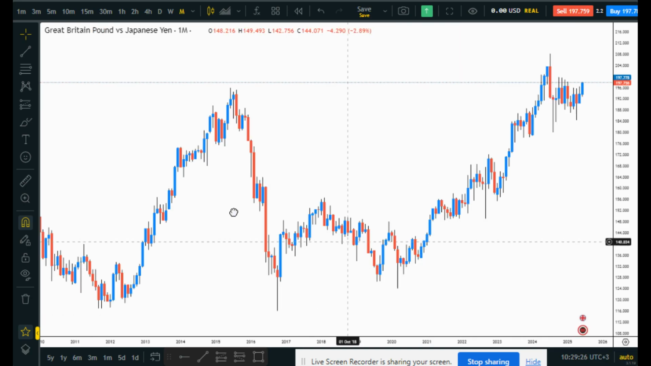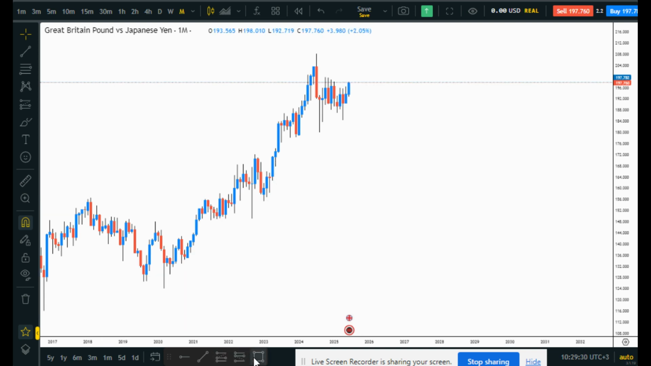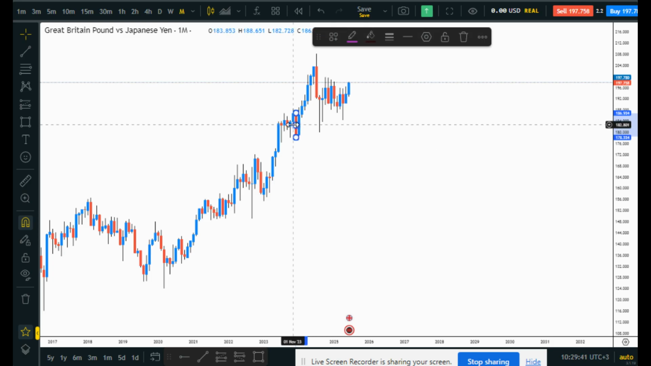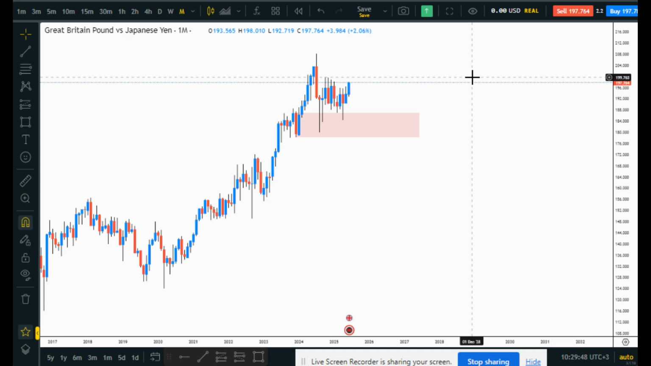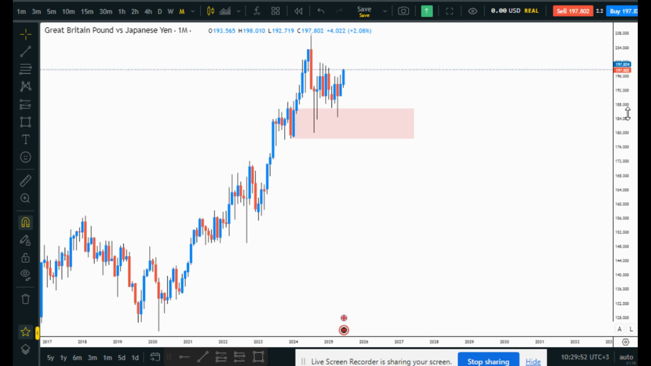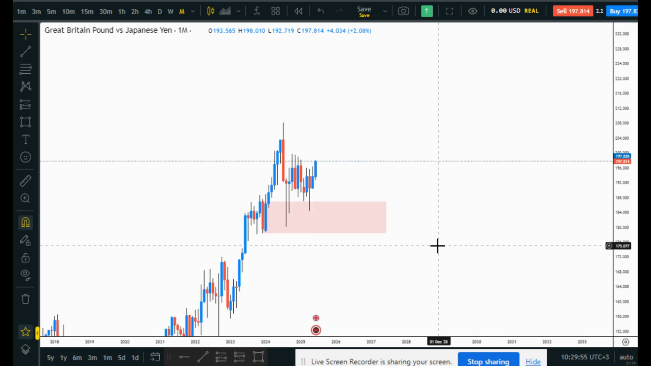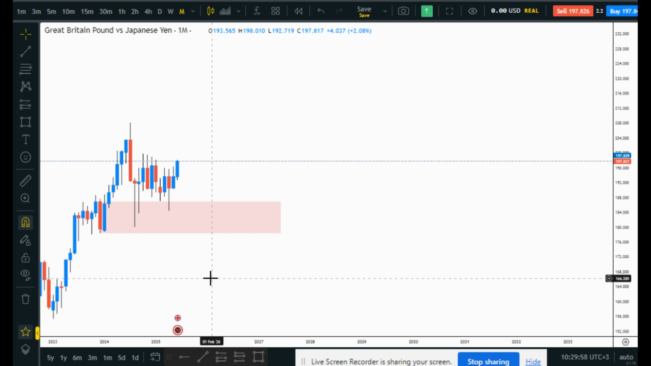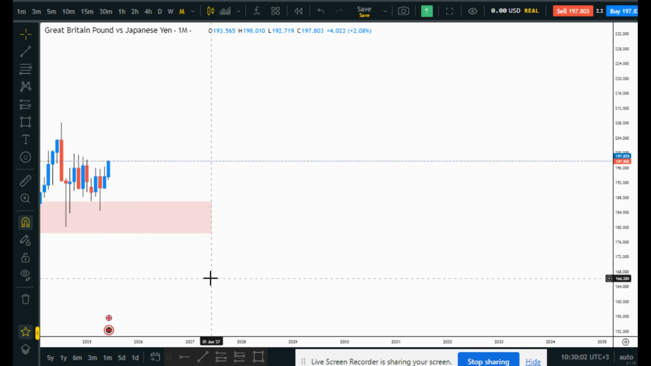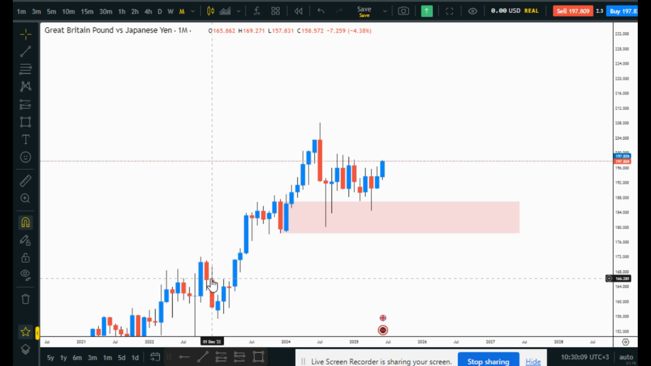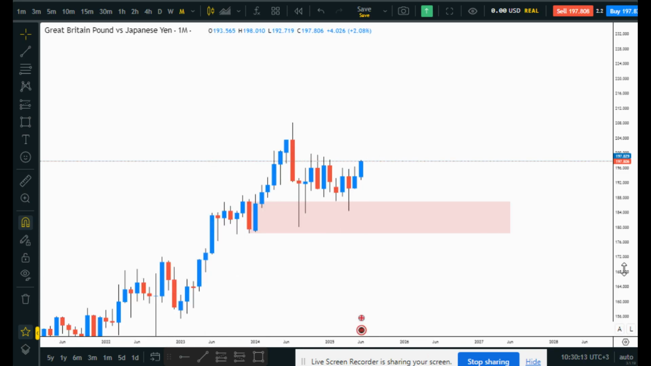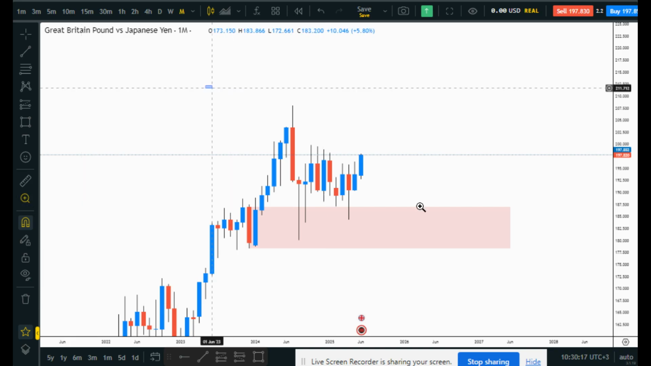As we can see right from here, we did have this demand area over there. Let me stretch so that I can pull it up. Yeah, we did have this demand area over here. Let me zoom out the thing here so we can see it clearly.